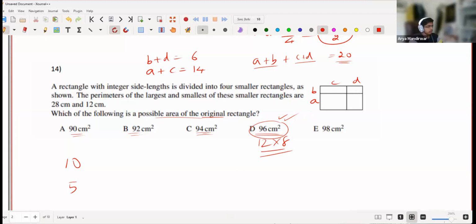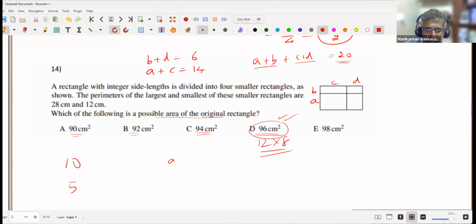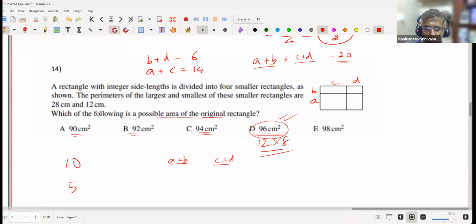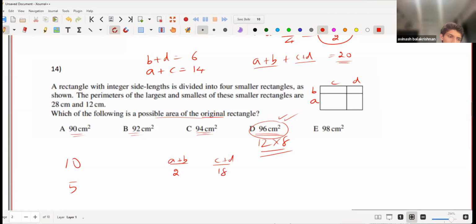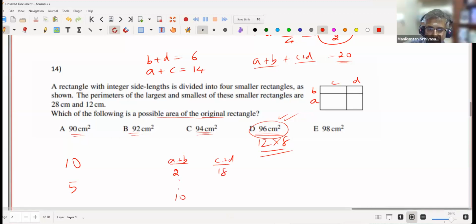10. Okay. Let's see. So A plus B is one side. C plus D is the other side. They have to add up to 20. So the bare minimum that A plus B can be is 2, right? Otherwise, there are no rectangles at all. Okay. 2 and 18. And this can go all the way till 10 and 10. Right? So there are 9, no, not 10. From 2 to 10. Therefore, there are 9 possibilities, right?